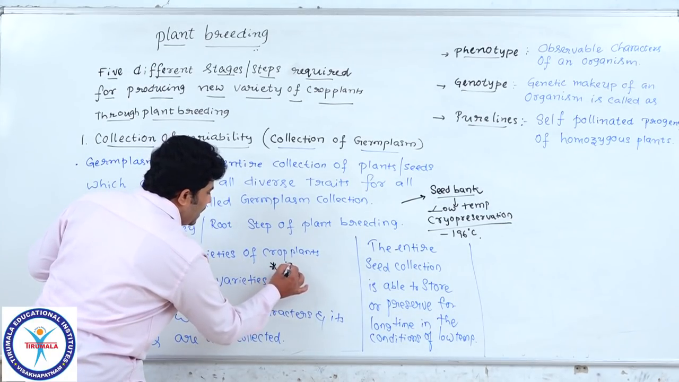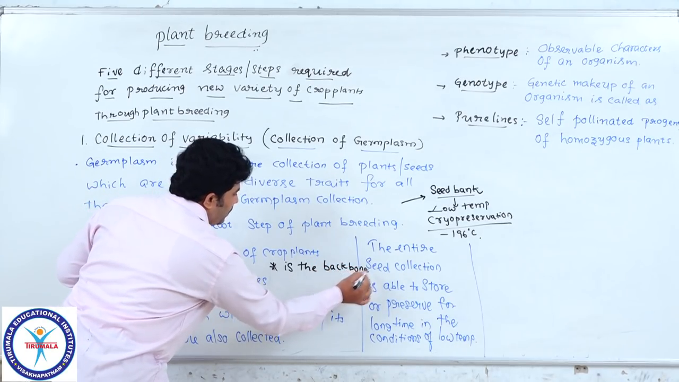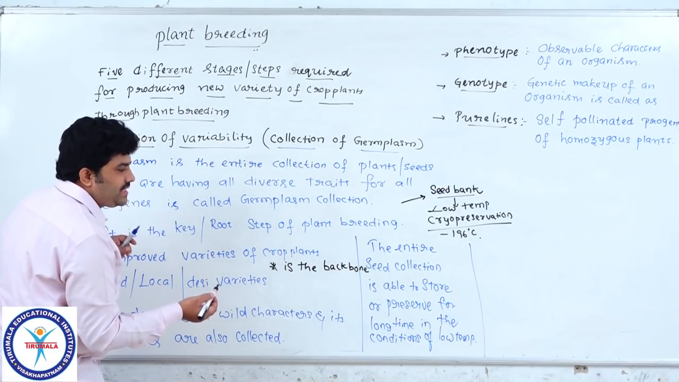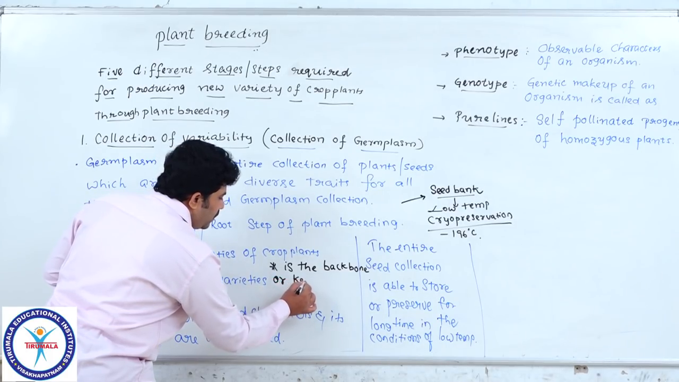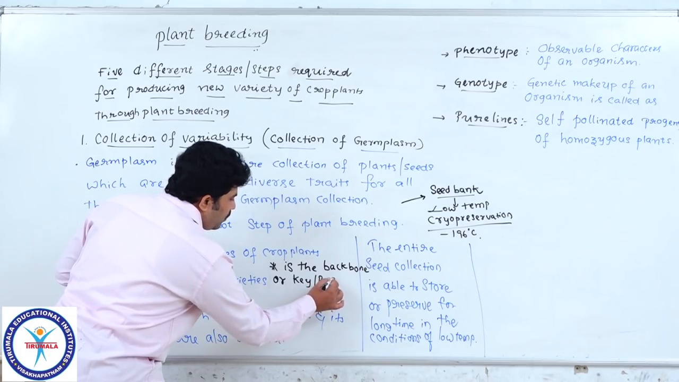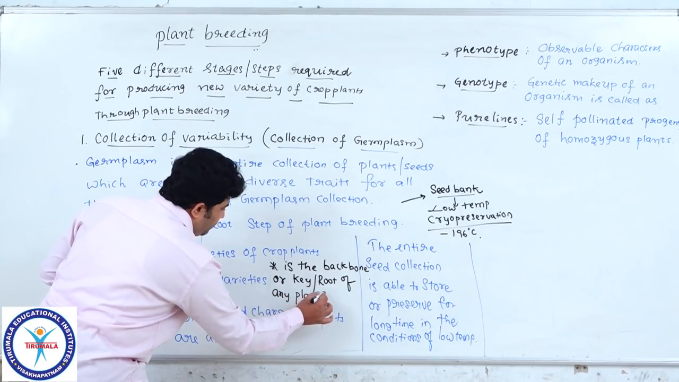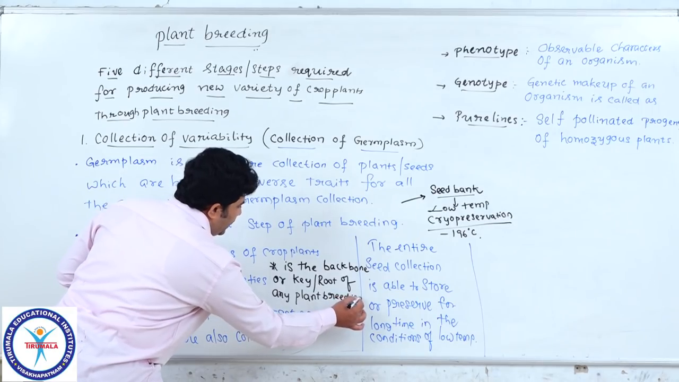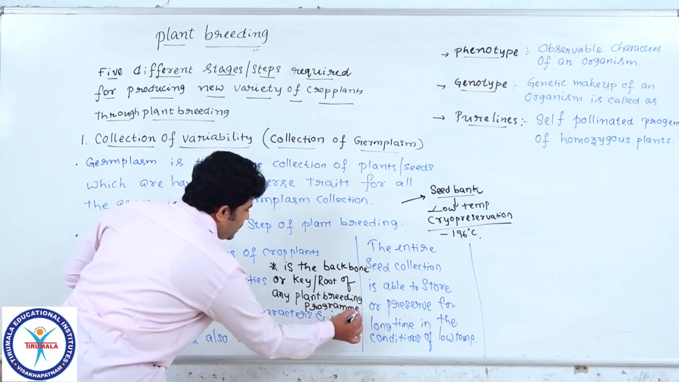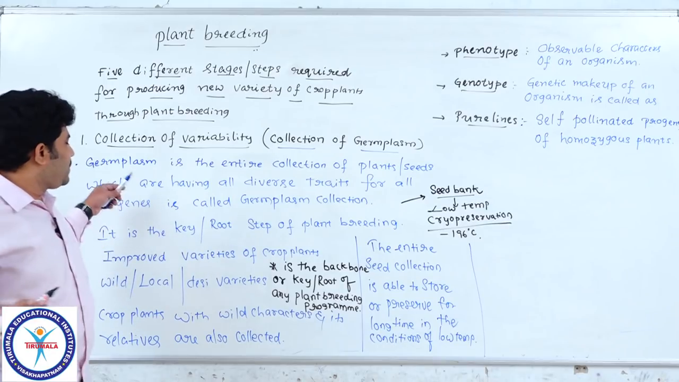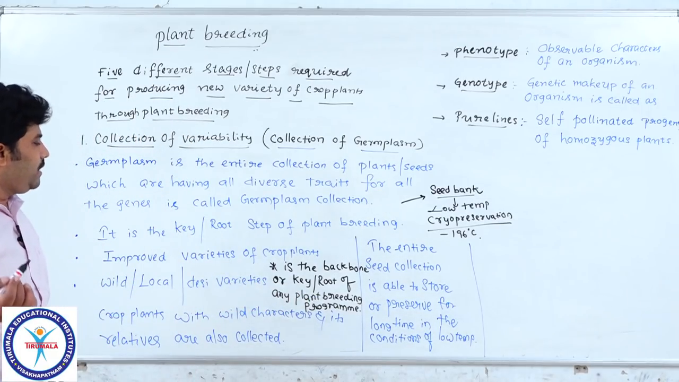Collection of variability is the backbone. Backbone means that is the importance. They only reveal its importance in the plant breeding program. It is the backbone or key or root of any plant breeding program. Please note down. Understand, students? It is the first, foremost, important or backbone or key or root process of any plant breeding.